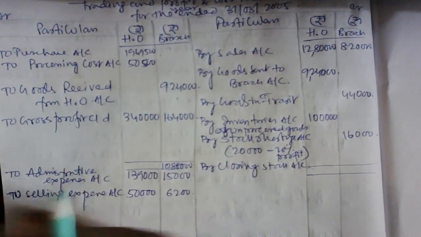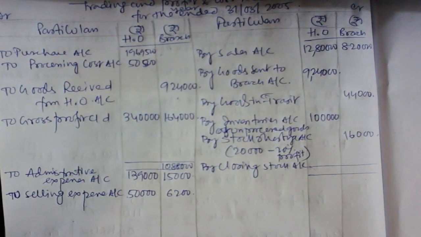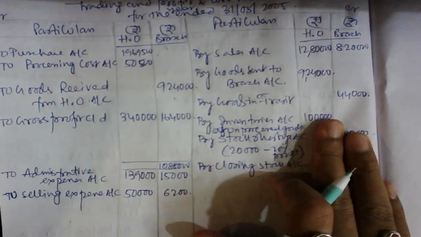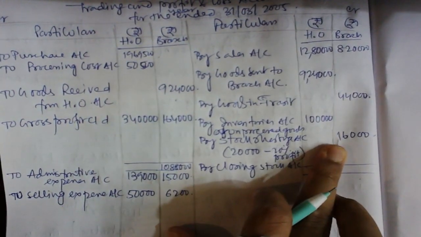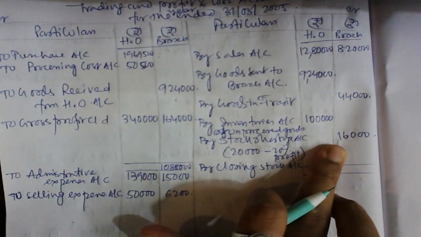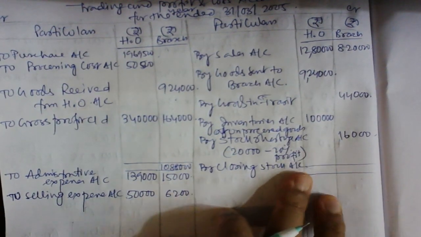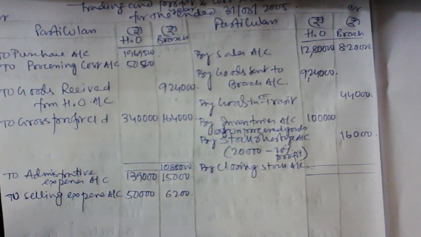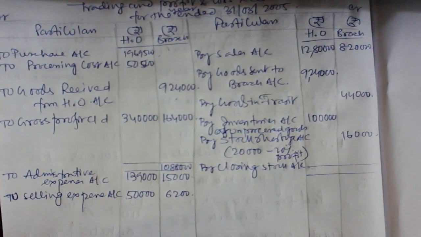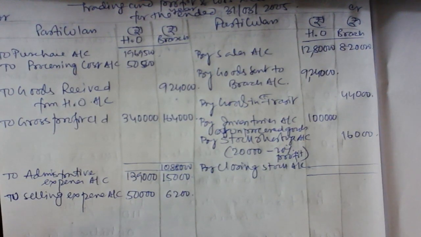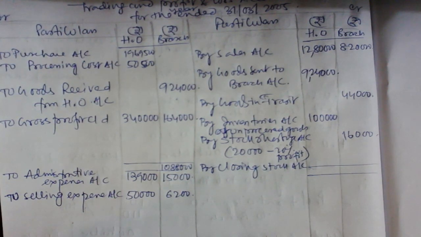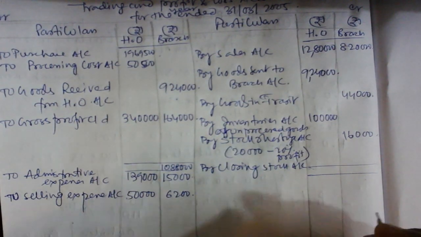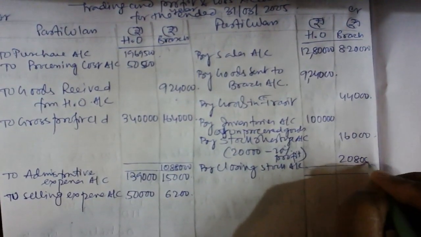10,88,000 minus 8,20,000, 8,64,000 and 8,80,000. So here it will be how much? Let's see. 9,24,000 plus 1,64,000 minus 8,20,000 minus 44,000 minus 16,000. I am getting 2,08,000.